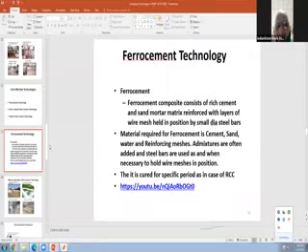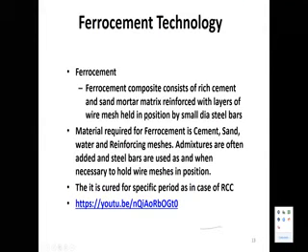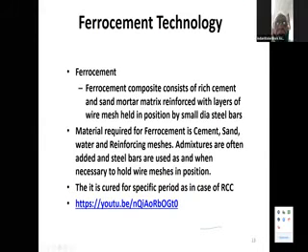So I had told you about ferrocement, and I had shown you this application of mortar also. This video link is there. If you open it, there is a slow motion video. You can construct your own tank.